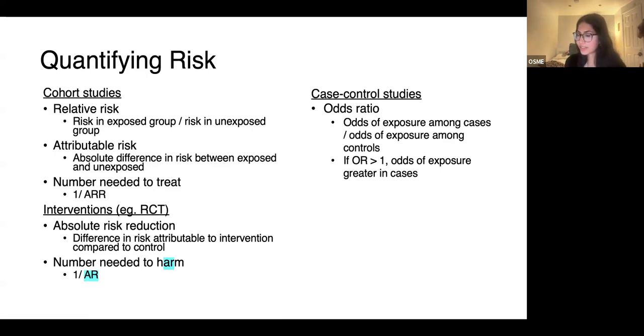Okay, perfect. So if we start with the cases, so these are the people who developed pancreatitis. Alcohol users is 60, divided by the alcohol non-users is 40. So 60 over 40 for the odds in the cases. And for the odds in the controls of having used alcohol, 30 over 70. And when we divide those and rearrange, it ends up being 60 times 70 over 40 times 30.